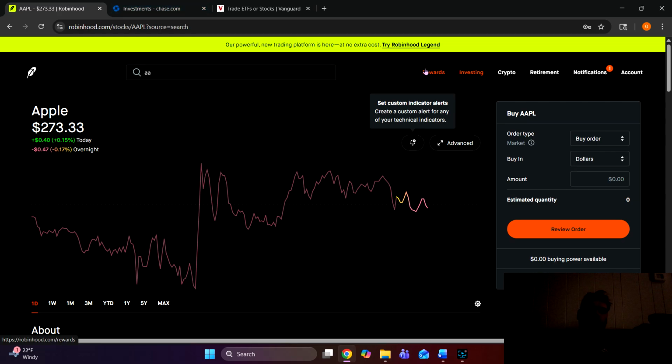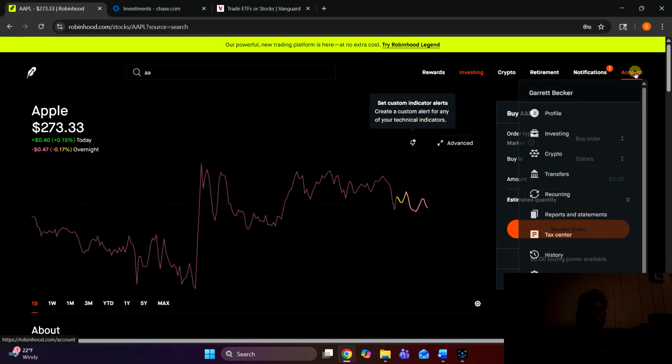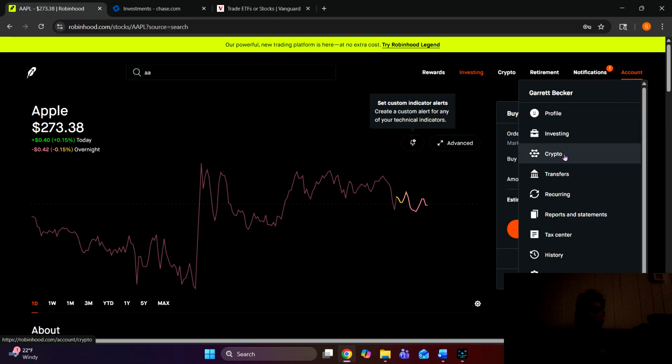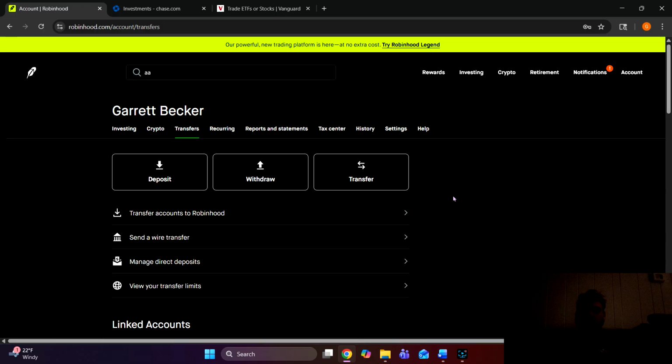Let's say that you have a Robinhood account and you want to add money to your account or withdraw money as well. This is on PC. It may look different on your phone, but you should be able to click your profile or your account, and then go to transfers. If you want to deposit money into your brokerage account, you would hit deposit. If you want to withdraw money from it, you would hit withdraw. Simple as that.